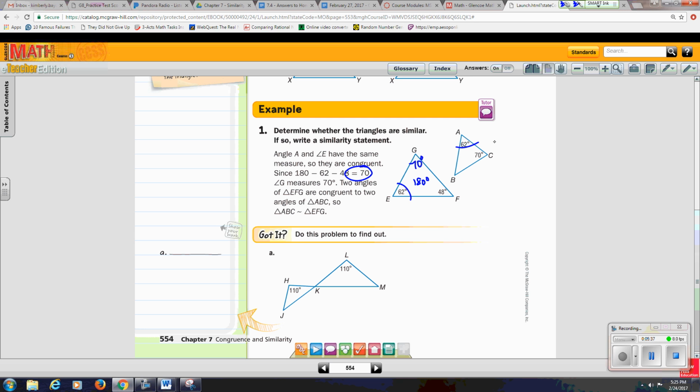And I bet if we were to do 180 minus 62 minus 70, we would see that angle B is also 48 degrees. So all we're doing here is we're proving that since these triangles have the same measurements, their angles have the same measurements, that EFG is congruent to ABC.